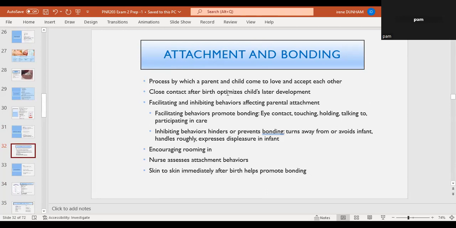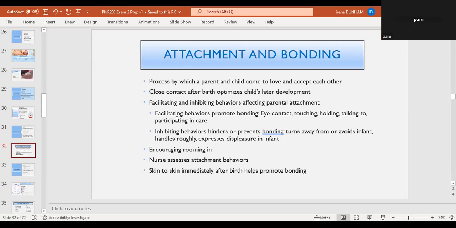And then close contact after the birth optimizes the child's later development. Yes, this has been studied, folks. This has a lot to do with how children develop, which is how they bonded with their mother. And studies have shown that people who have deviant behavior and don't like people, they went back and did a study and found they never had that bonding or parental attachment. So that's interesting. And that's why we want to make sure that mothers and infants have the bonding process right away.